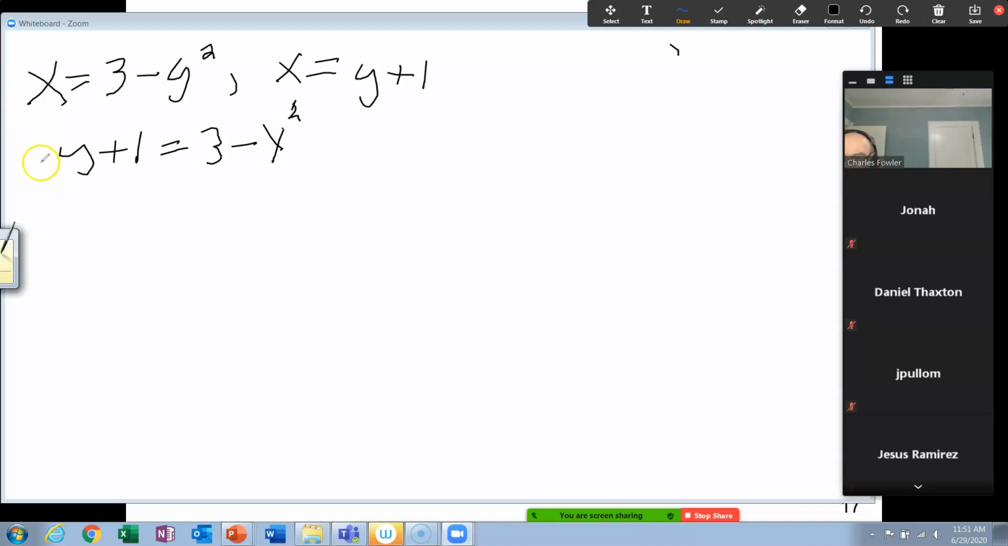So that would be y squared, when we add y squared to both sides, plus y, and then subtract 3 from both sides, that would be minus 2, is equal to 0. All right, what would you do at this point?